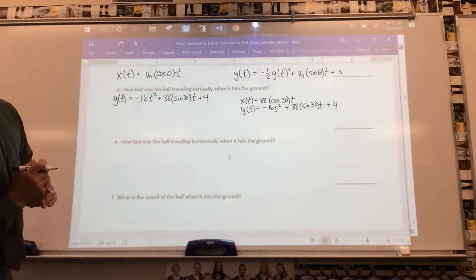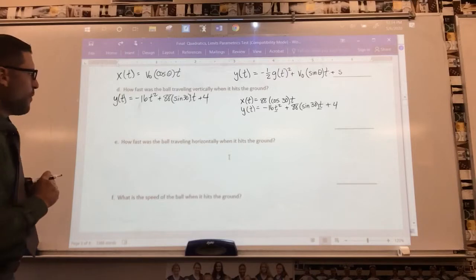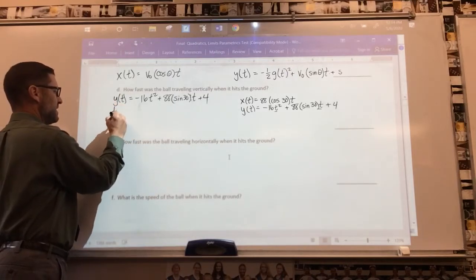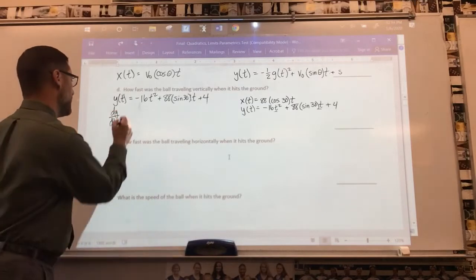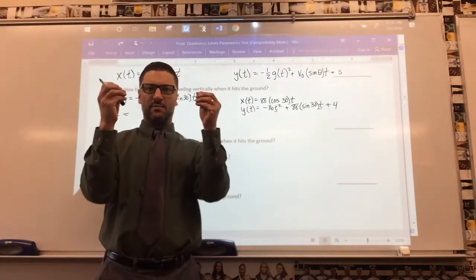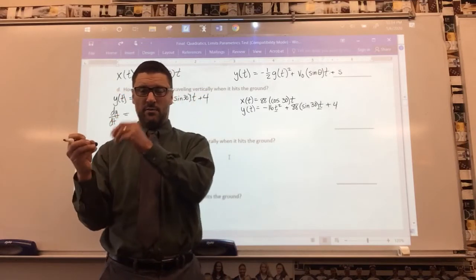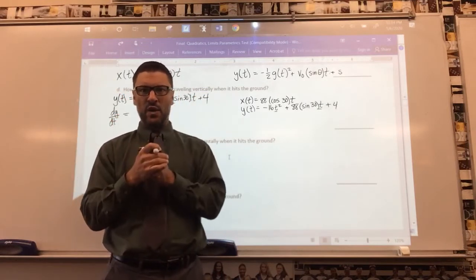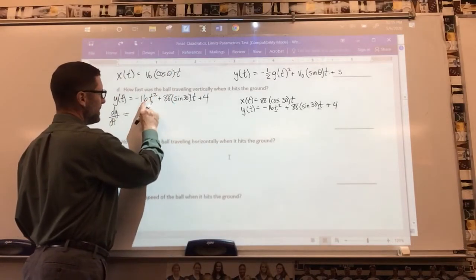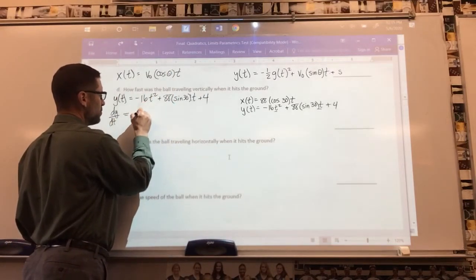And what we're doing here is we're finding the derivative of y with respect to t. So we call it dy dt, the derivative of y with respect to t. And the shortcut was you take your exponent, whatever the exponent is of the variable, you pull it out in front and you multiply it by the constant that was there. Then you drop your exponent by 1. I'm going to take this exponent, I'm going to multiply it by negative 16, and I get negative 32.